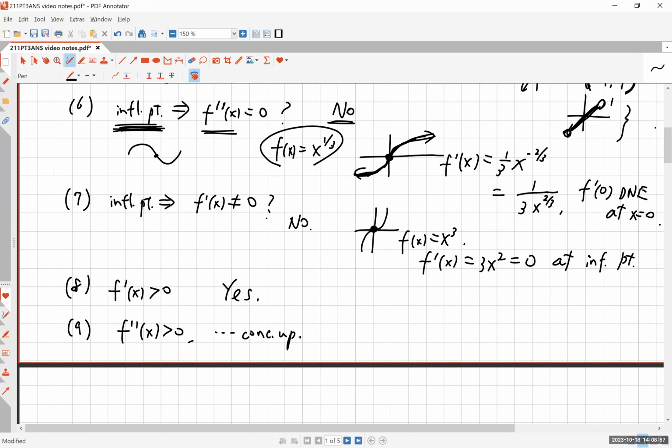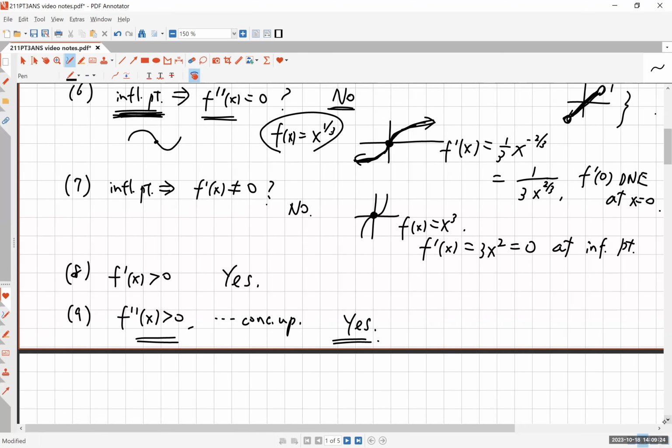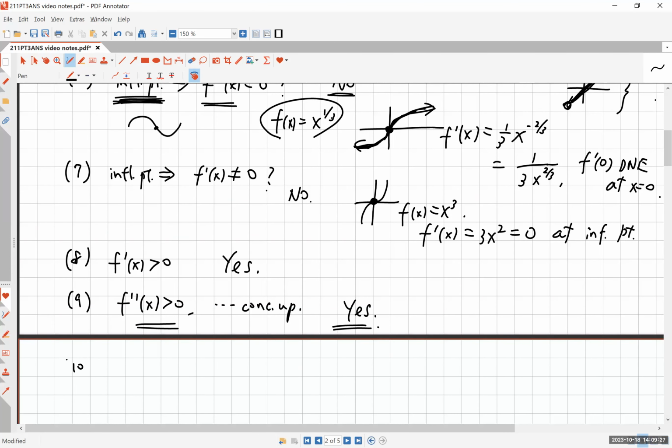What happens at an inflection point? Well, if at the inflection point the second derivative does exist, it has to go from positive to negative or from negative to positive. If the second derivative is always positive, then it cannot be 0. And so it will always be concave up and there is no inflection point. So the answer is, it is true. Yes, the function cannot have an inflection point. Okay, so number 9 is true.